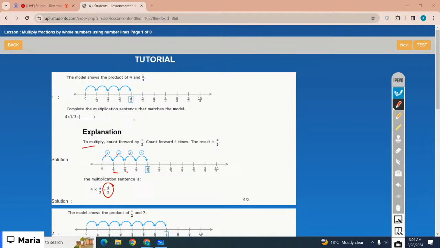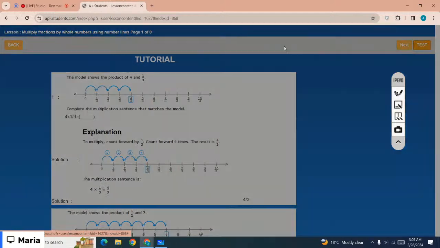So you have to count forward 1 by 3 and you have to count forward 4 times. So when you count forward 1 by 3, 4 times, that would be 4 over 3, right? Let's just start with the test questions.